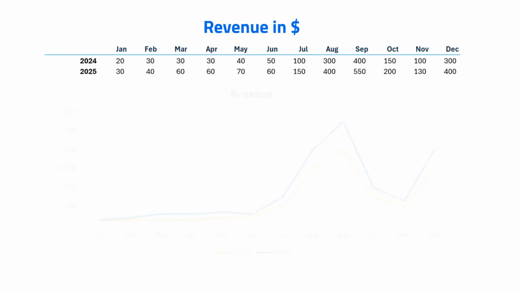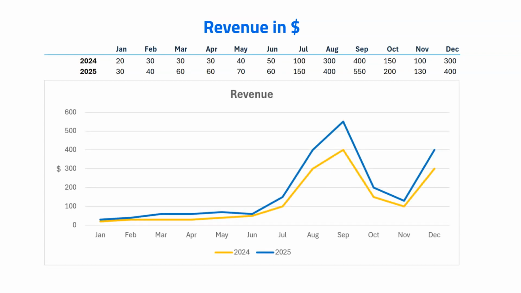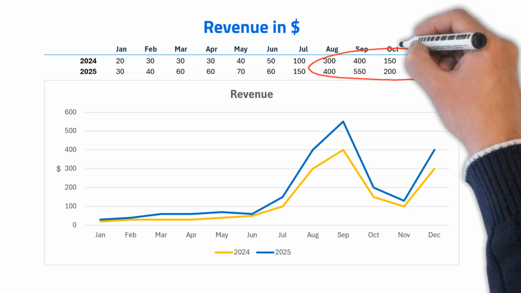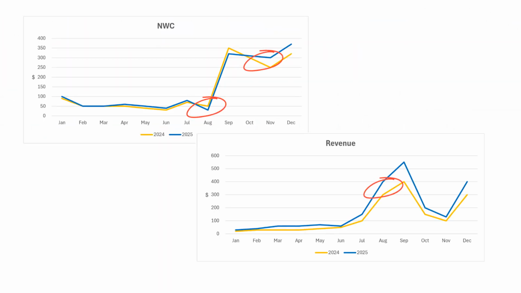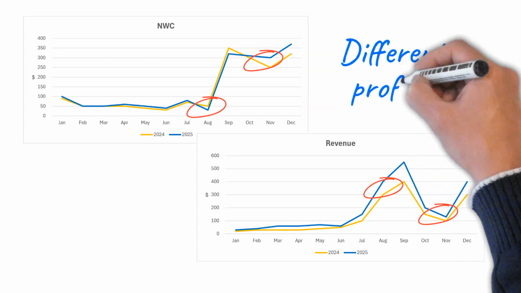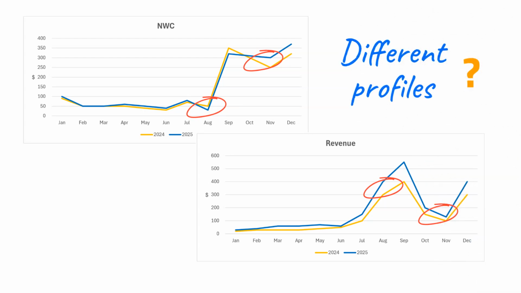What can drive that pattern? Maybe it is revenue? Let's have a look at our monthly revenue. We see it is moving in the same direction and increases in the second half of the year. However, the profile is still different. What can be the reason?